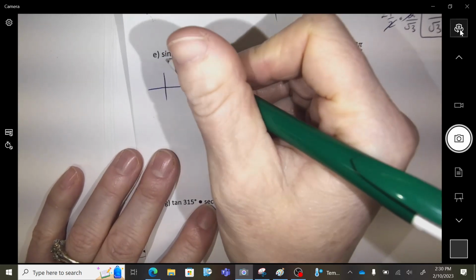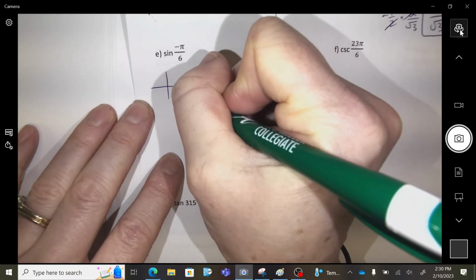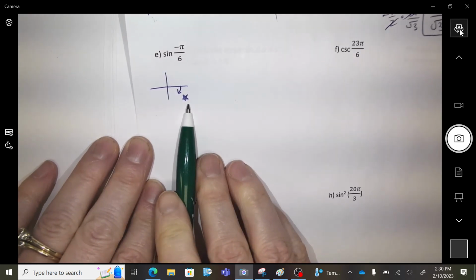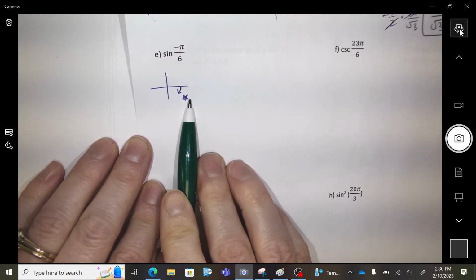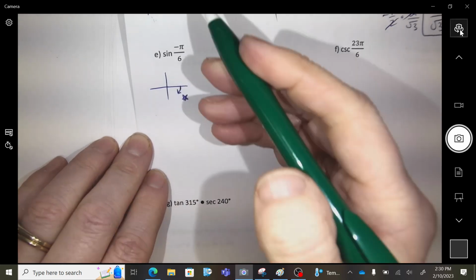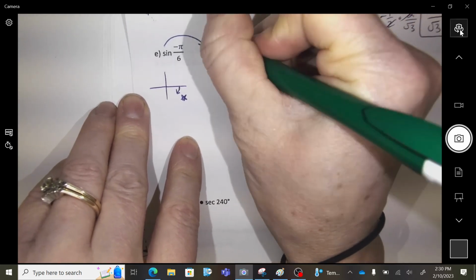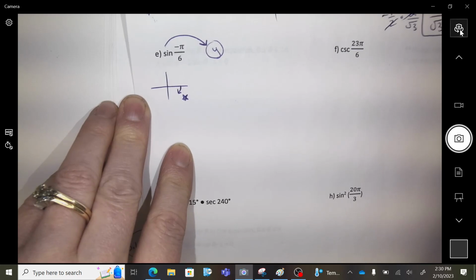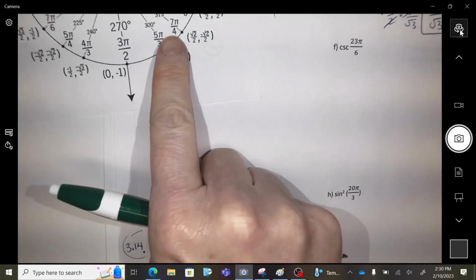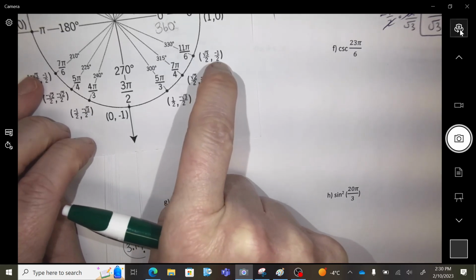Okay, where do your eyes go for this if you're doing a negative rotation? Backwards. So my eyes should be right there at 11 pi over 6. And then this says the sine, so I just need the y. So at 11 pi over 6, the y is negative a half.